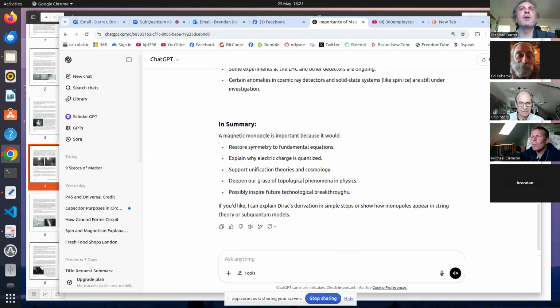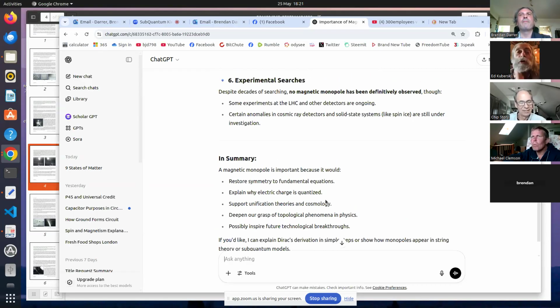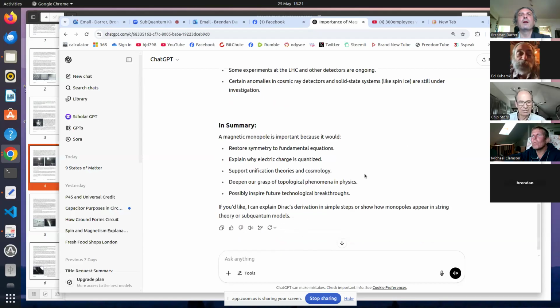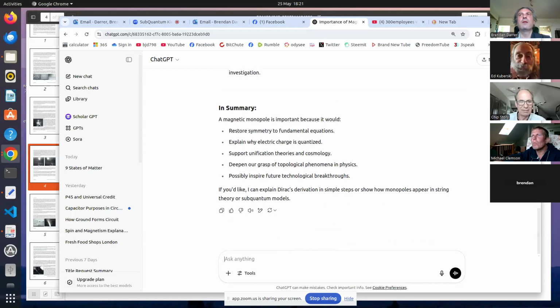Yeah. A magnetic monopole is important because it would restore symmetry to fundamental equations, explain why electric charge is quantized, support unification theories on cosmology, deepen the grasp of topology phenomena in physics, possibly inspire future technological breakthroughs. Basically, it's the holy grail of physics. Absolutely. I do the same thing.